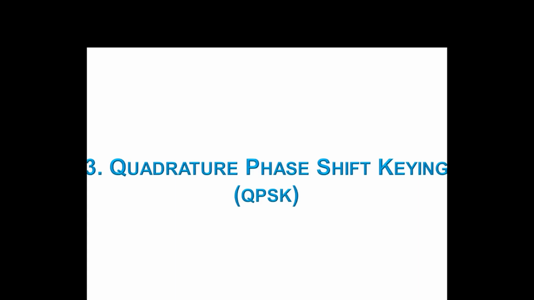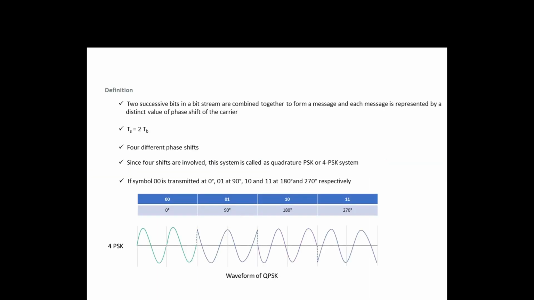Then we have quadrature phase shift keying. In QPSK, two successive bits in a stream are combined together to form a message, and each message is represented by a different value of phase shift of the carrier.